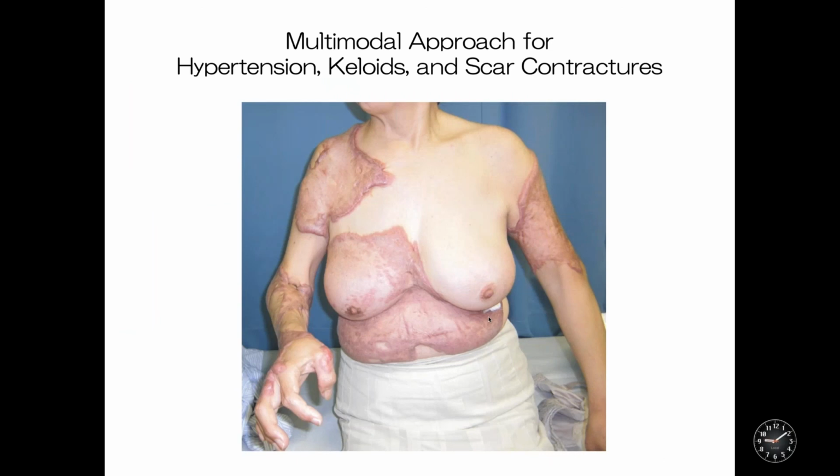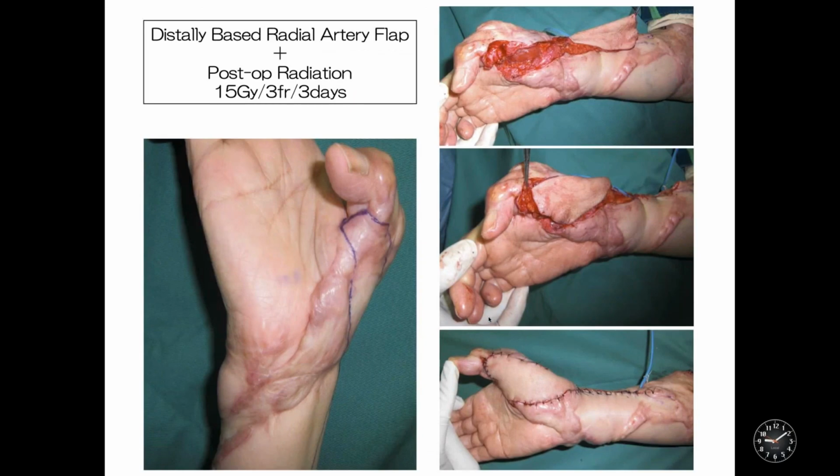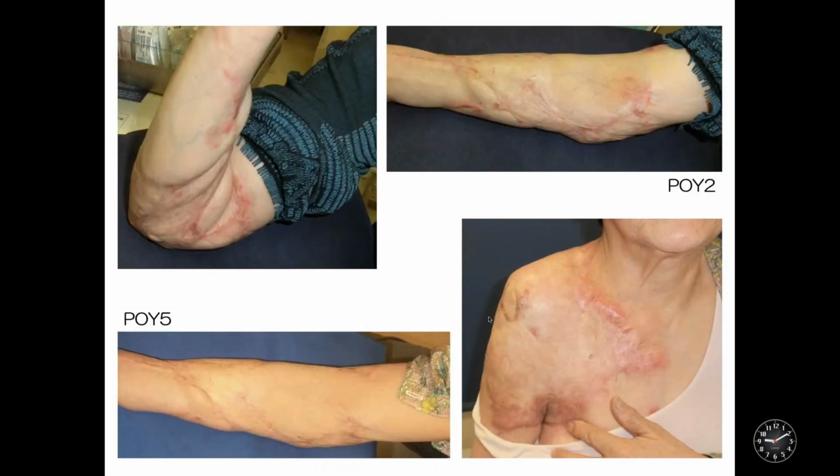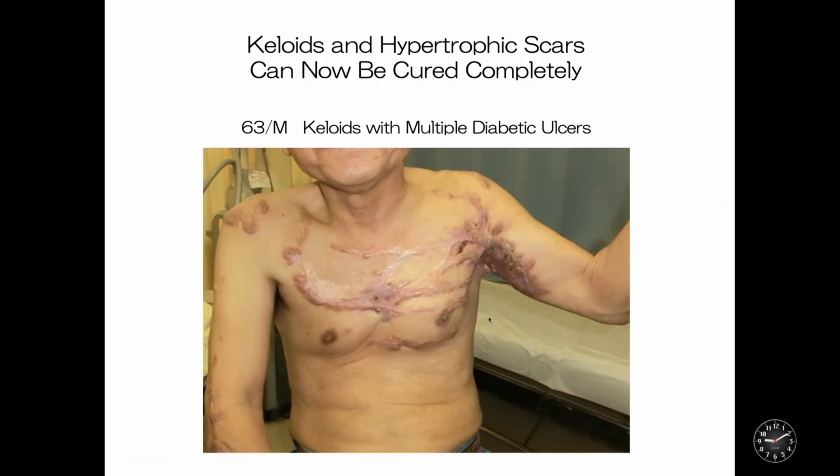This is a keloid that started from folliculitis, not a burn case. Folliculitis keloids: the contractured area is replaced by a skin flap, and the margin is irradiated. And you can see the range of motion was improved completely. And this is an elbow joint and the chest wall. This is another case, severe keloids with multiple diabetic ulcers.